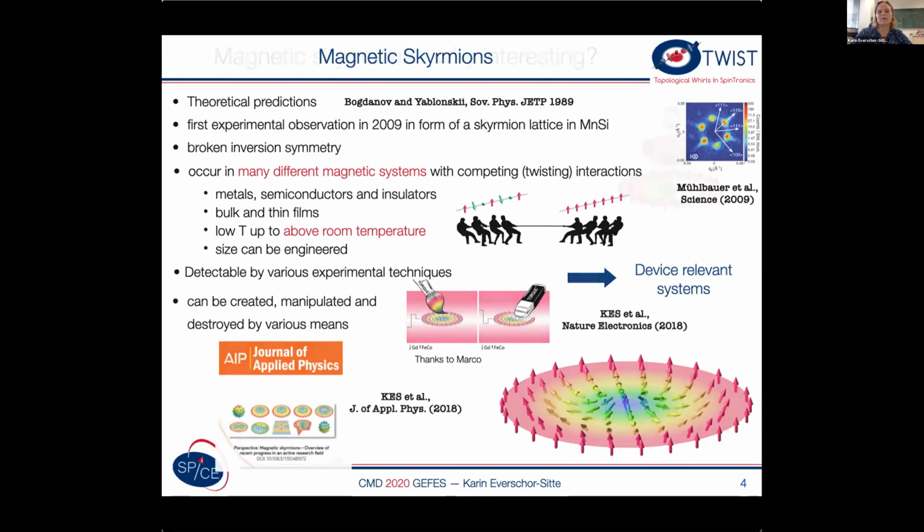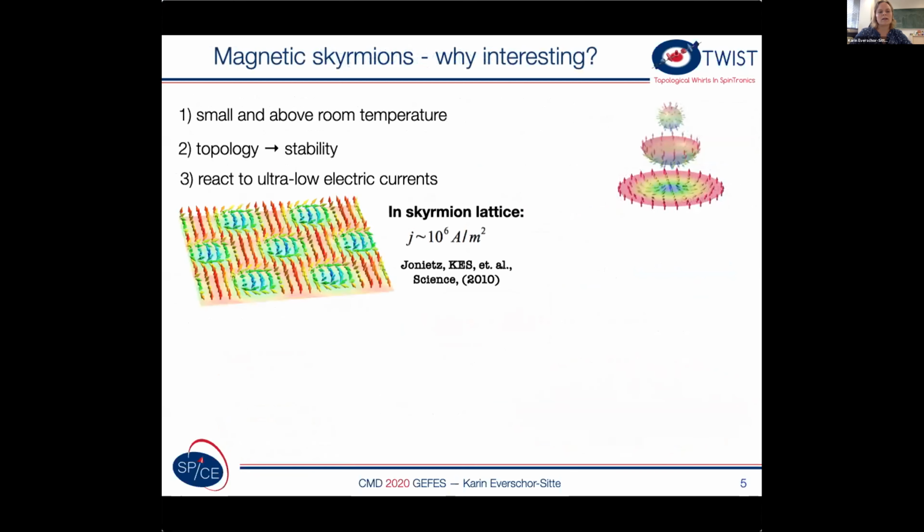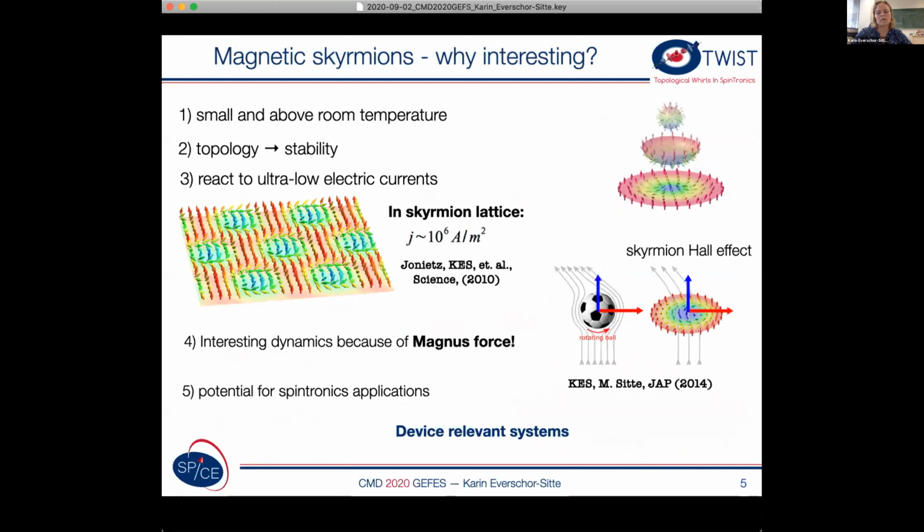And if you ask why they are interesting, this is also what we summarized already. They do occur above room temperature. This mapping of the topology gives them some additional stability, even if it's not infinite. There has been early work showing that they react to very low electric currents. From a physics side, it's interesting because they do have this Magnus force, even though that's something that, depending on the application, you would like to get rid of again. So you have the skyrmion Hall effect. And in principle, there's the idea to use skyrmion force control in applications, as they occur in device-relevant systems.